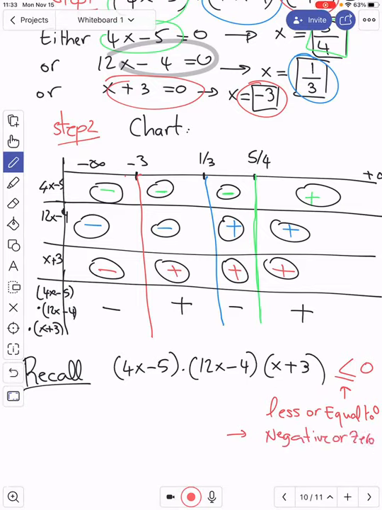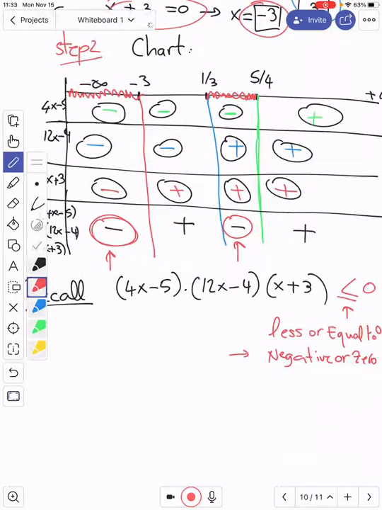So when my whole polynomial is negative, you can see it's going to be negative in this first interval, from negative infinity to negative 3. And it's going to be negative in the third interval, from 1/3 to 5/4.